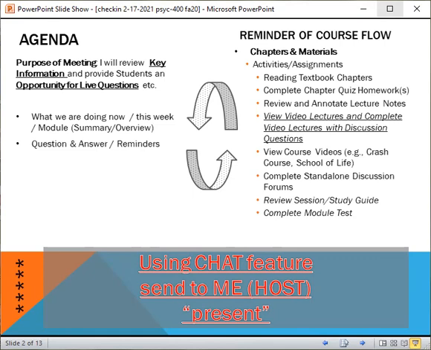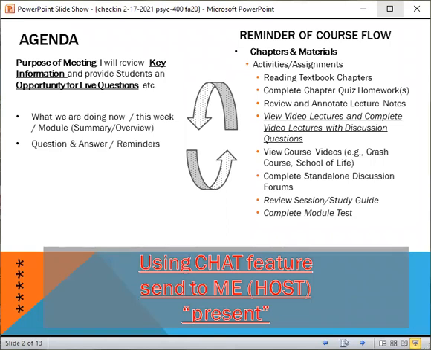So the agenda is as follows. We're going to go over the purpose of the meeting, which basically is to review key information and provide you guys with an opportunity to ask some live questions. Basically, they'll take the format of what are we doing now this week or in this particular module as a summary as well as an overview.